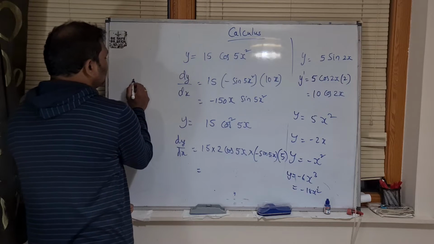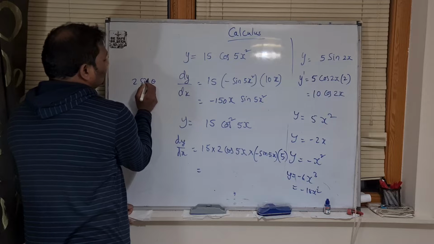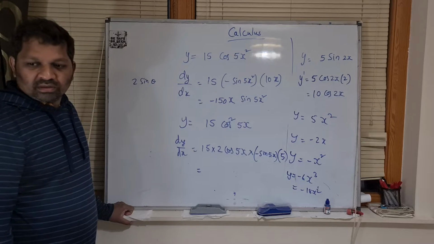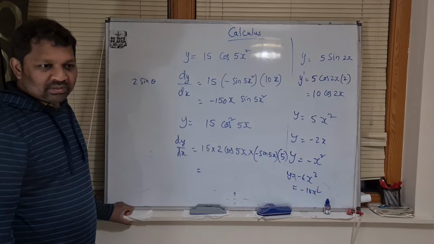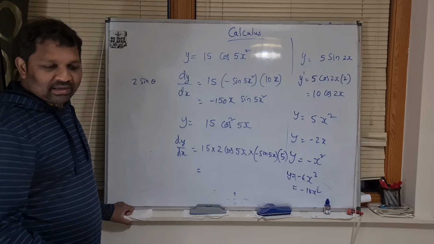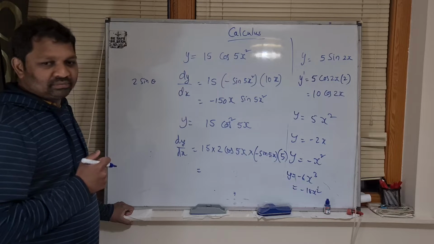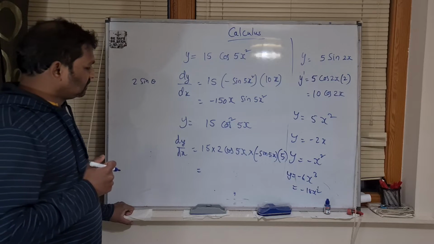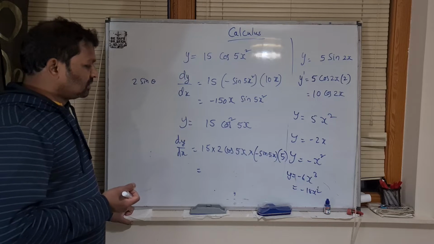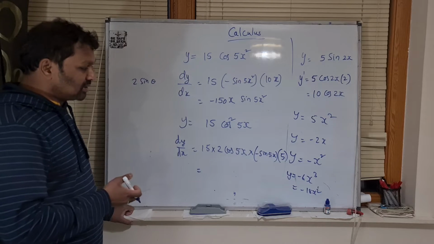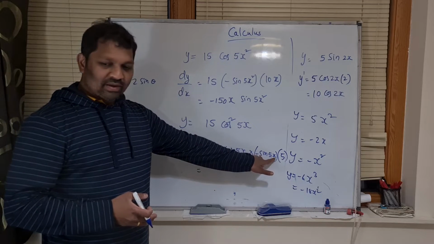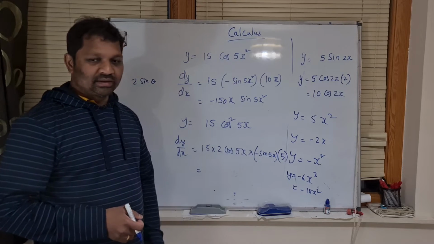If somebody says 2 sine theta, what does it mean? We think that 2 belongs to sine theta. 2 is multiplying sine theta. Whatever is the value of sine theta gets multiplied with 2. So here theta is like 5x. Assume this 5x is theta, and it is associated with the sine.